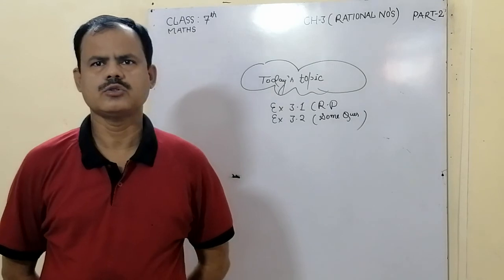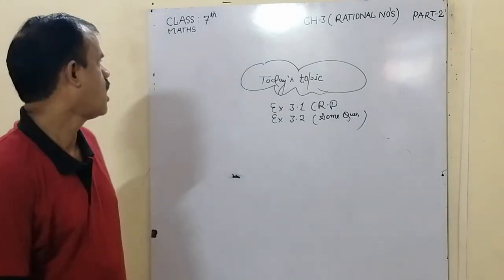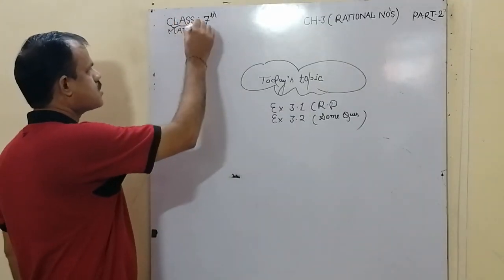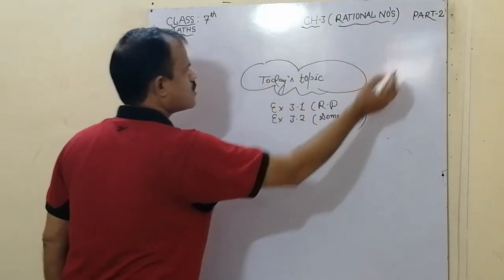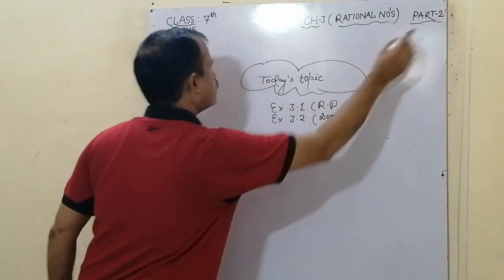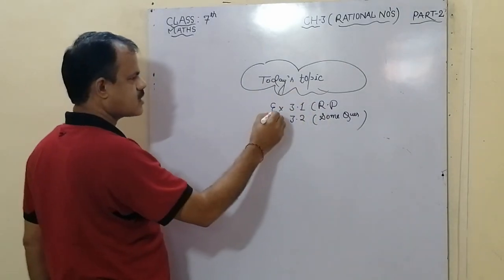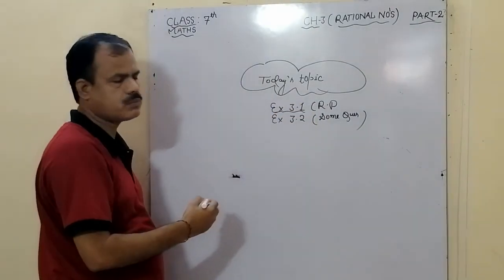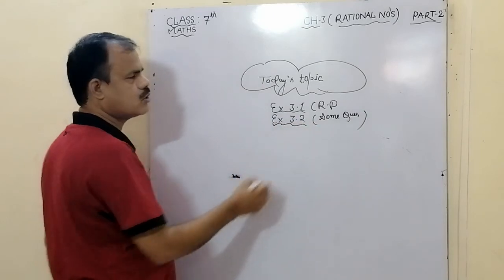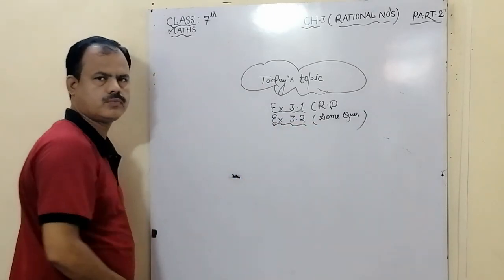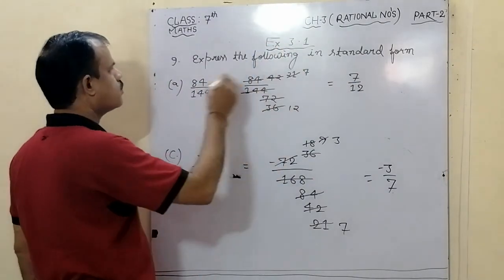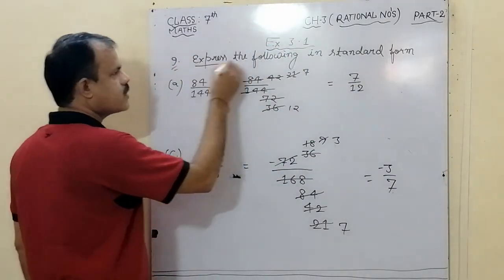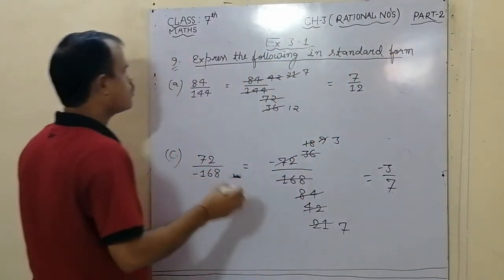Dear students, today we are going to discuss the half-yearly syllabus of class 7 maths, chapter 3, rational numbers, and this is part 2 video. Today's topic is exercise 3.1 remaining part, and exercise 3.2 some questions. Yes, students, exercise 3.1, question number 9. Express the following in the standard form.